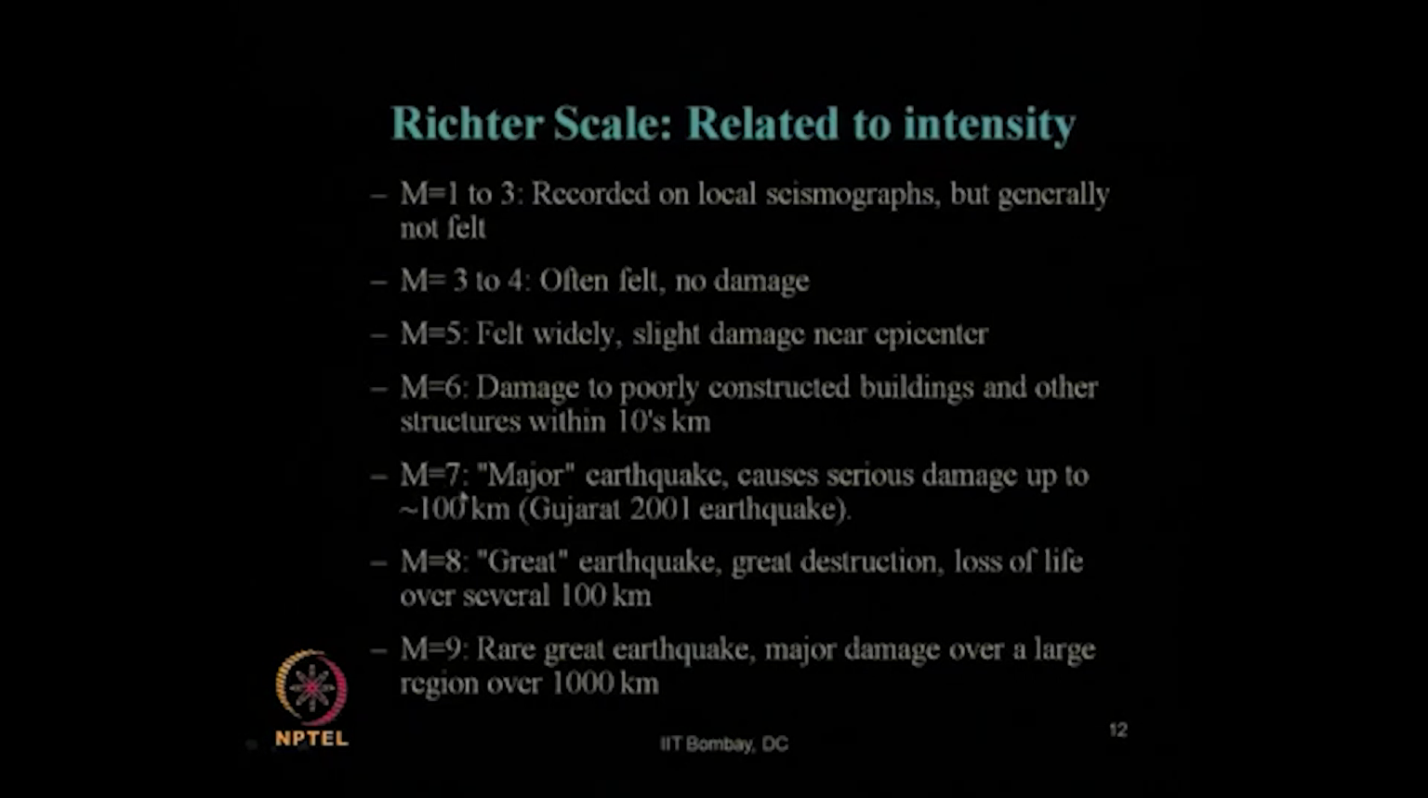M7, Richter magnitude of 7, is referred to as a major earthquake, which causes serious damage up to a distance of about 100 kilometers. That is, if a site is located within about 100 kilometers from the epicenter, this magnitude 7 major earthquake may cause damage. Our Gujarat earthquake of 2001 falls under that category. The local magnitude was about 7.